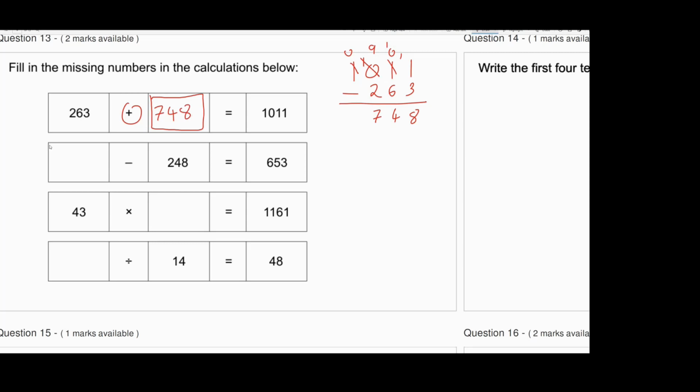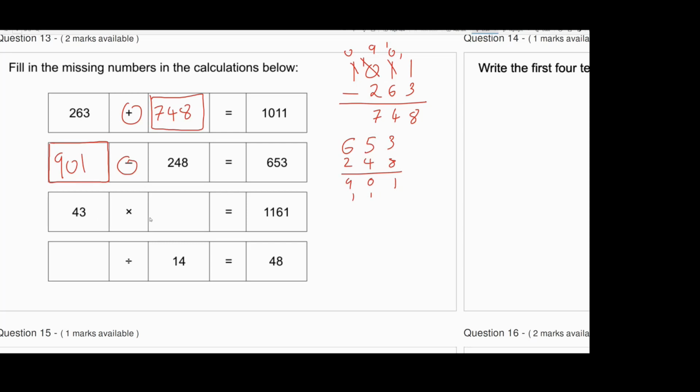How would you work out the second one? So here I've got something take away 248 equals 653. So what would I have to do in the second one? You'd have to add this time, yeah, the opposite of minus. 653 plus 248. 11, 9, 10, 9. So we'd have 901 there.